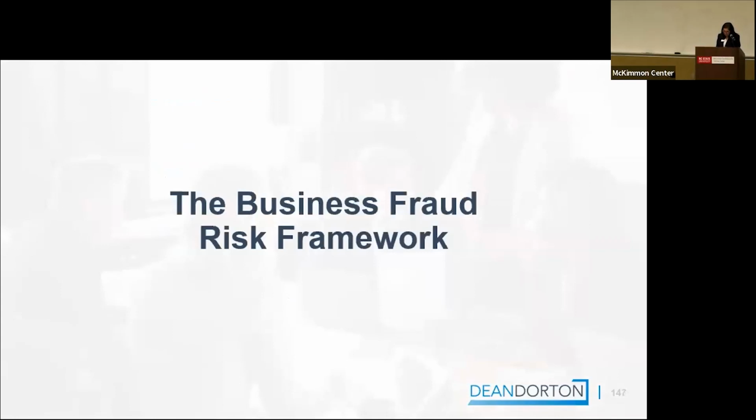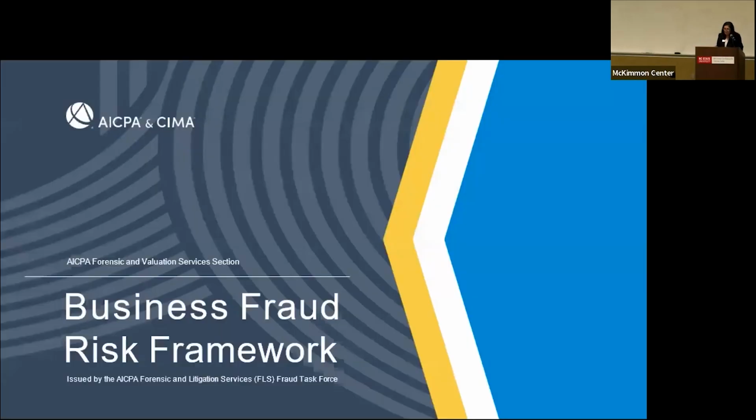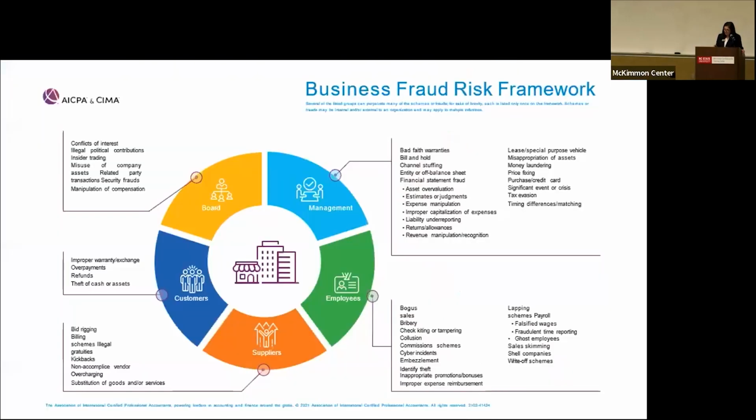So, the business fraud risk framework. This is a tool that has been developed by the AICPA to talk about different types of fraud and give examples of them. The colored blocks are different groups that can perpetrate a fraud. On this framework, each type of fraud in black could be committed by more than one.